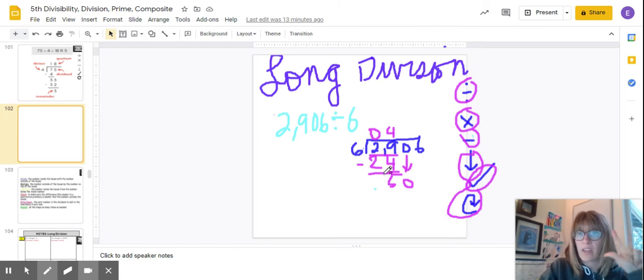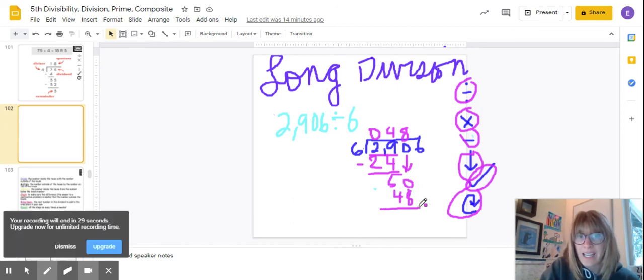6, 12, 18, 24, 30, 36, 42, 48. 54 is too much. So 48 is 8 times. 6 times 8 is 48. I'm trying to keep it lined up here, nice and tidy. We have 2 left over. Then we bring it down and check. Does 6 fit into 26? Well, yeah, it does. It fits 4 times, which is 24. And we have 2 left over.